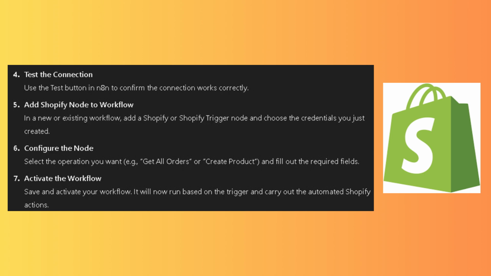Add Shopify node to workflow. In an existing or new workflow, add a Shopify or Shopify trigger node to choose the credential that you created. Configure the node. Select the operation you want, such as get all orders or create a product, and fill out the required fields.